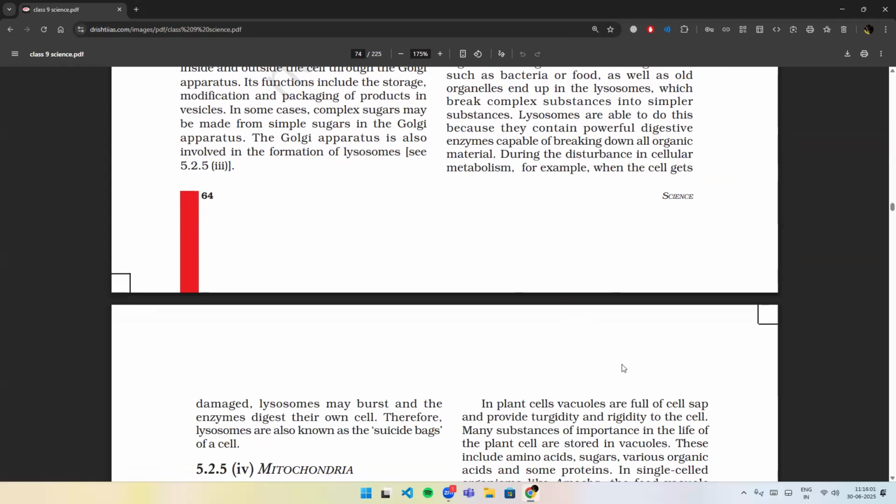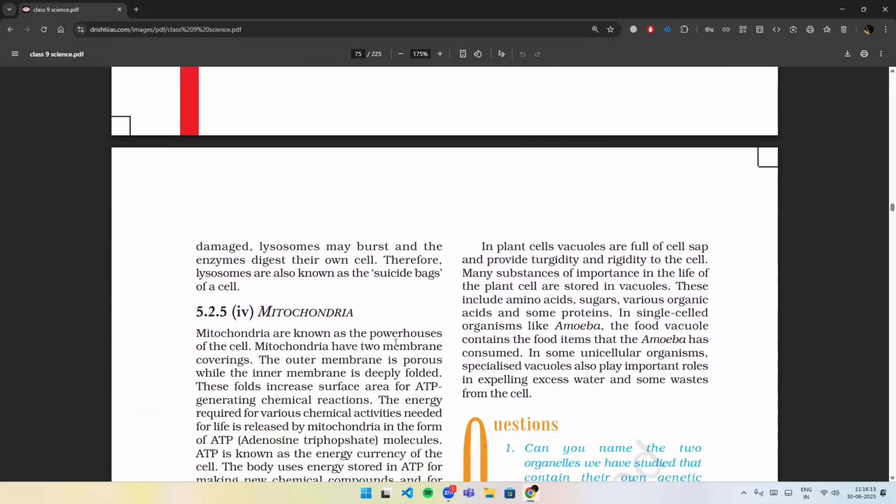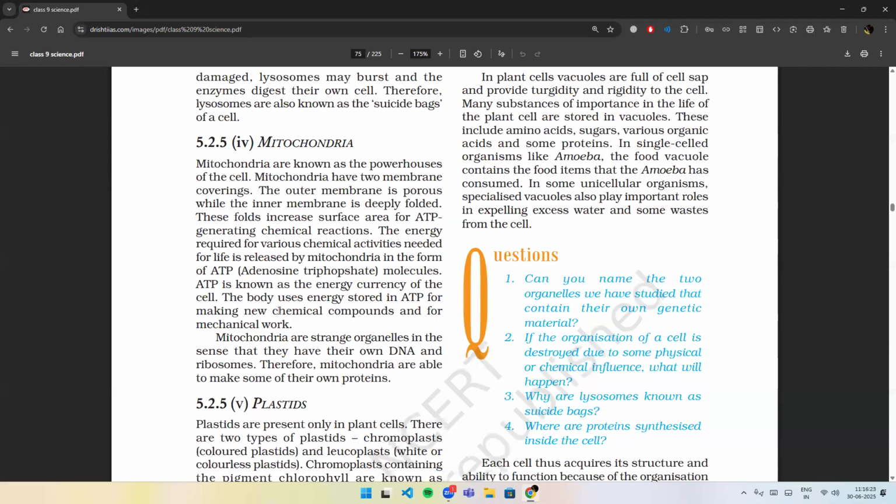Lysosomes are able to do this because they contain powerful digestive enzymes capable of breaking down all organic material. During the disturbance in cellular metabolism, for example, when the cell gets damaged, lysosomes may burst and the enzymes digest their own cell. Therefore, lysosomes are also known as the suicide bags.